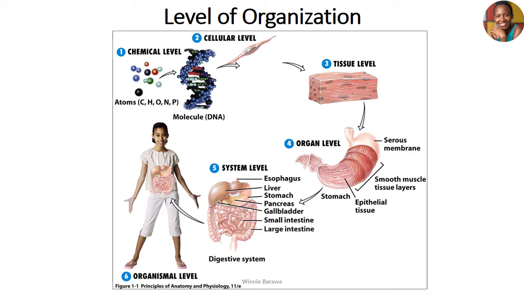So the levels of organization of our body from the least to the most complex are chemical, cellular, tissue, organ, system, and organism. So let's define these words one by one. Let's start with the chemical.